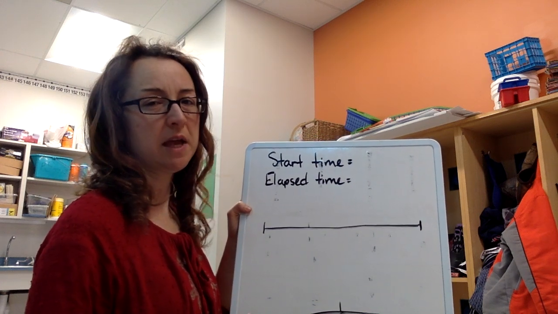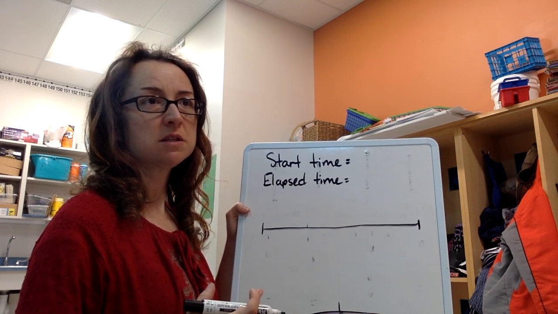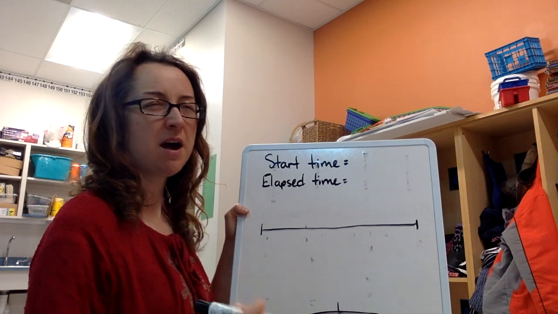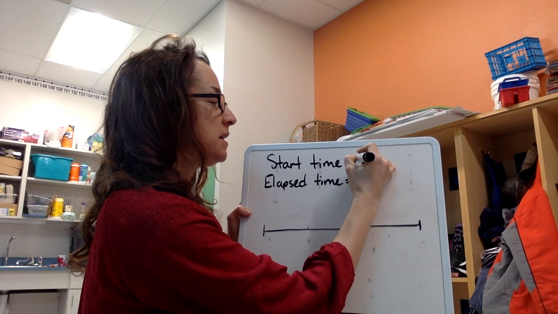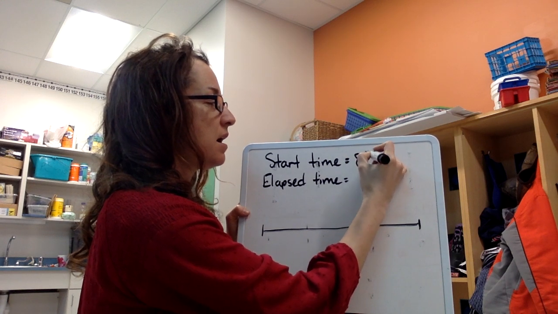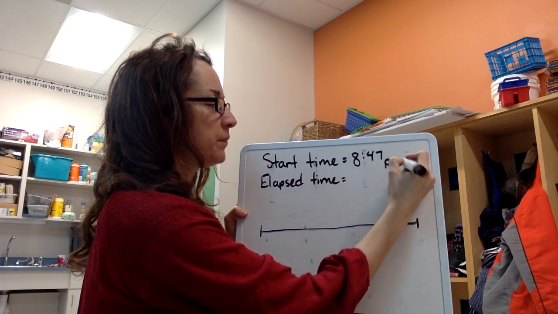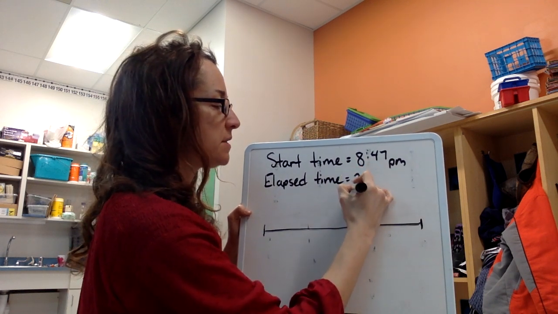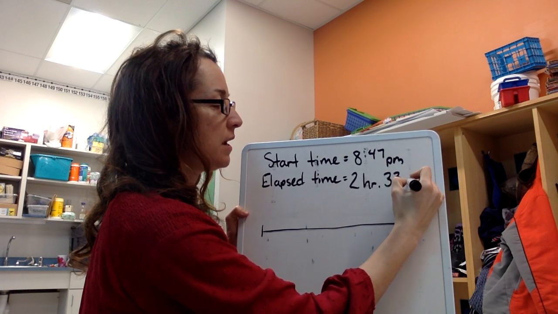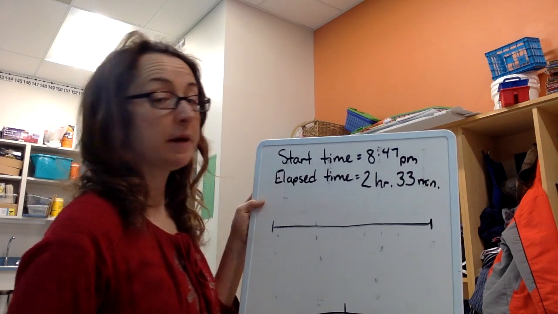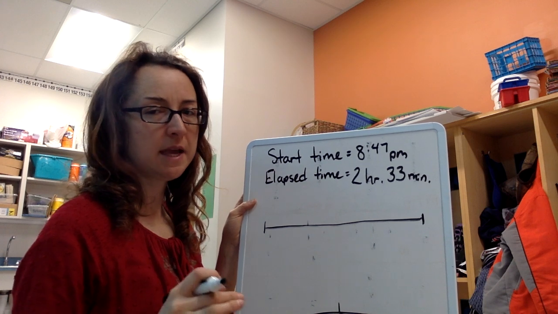I want to get a little more complicated here though today, because not everything starts with a perfect time, and I'm going to show you what that means when I say that. So I'm going to give us a start time of, let's see, I'm going to say 8:47 p.m. And then I'm going to give an elapsed time of 2 hours and 33 minutes.